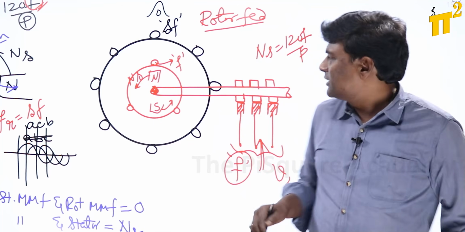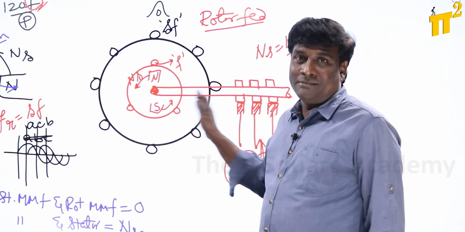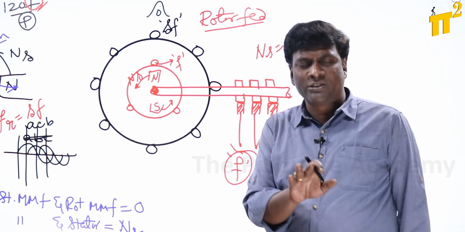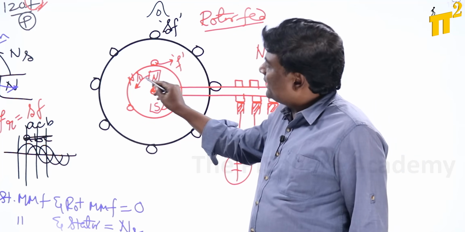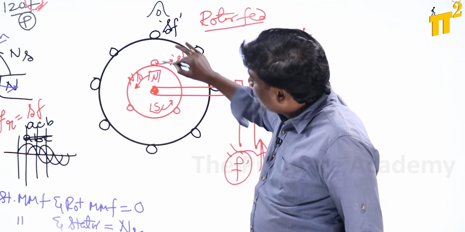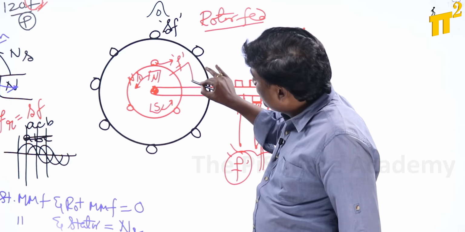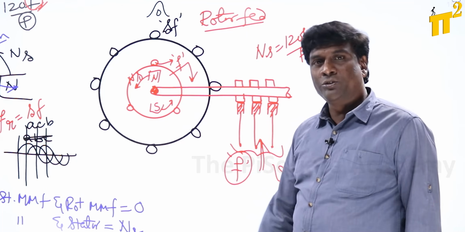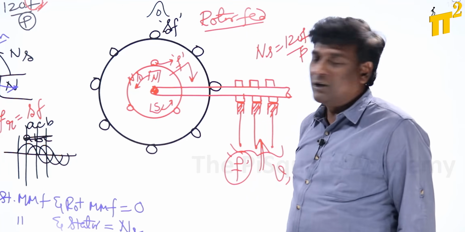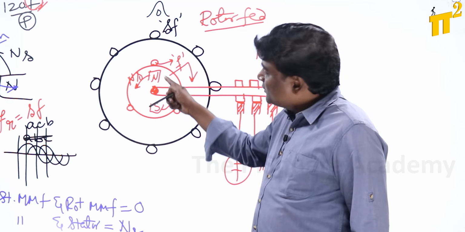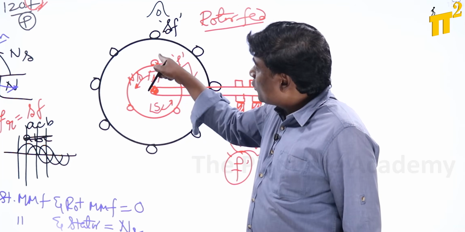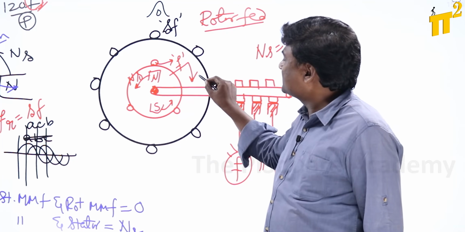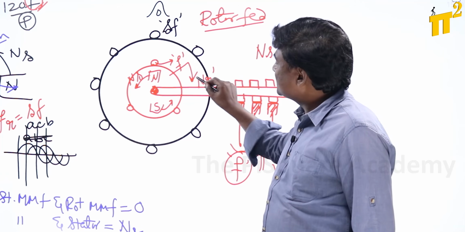Enough. By the same strategy, not going too much into analysis, if the rotor MMF is rotating in this direction, my rotor is supposed to rotate in the opposite direction. Just keep it in mind that way. So my rotor MMF is rotating in this direction, meaning that my rotor has to rotate in the opposite direction with less than synchronous speed.